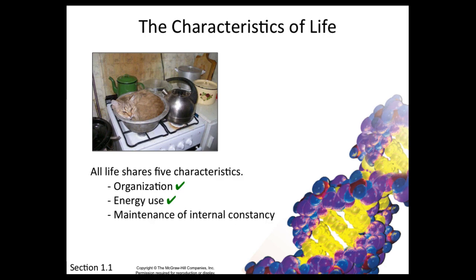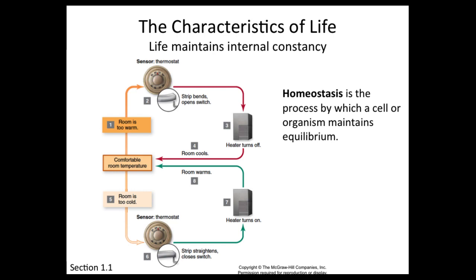Number 3 is maintenance of internal constancy. Life maintains internal constancy, and this is really defined by this term, homeostasis. Homeostasis is the process by which a cell or organism maintains equilibrium. A thermostat in your home is a great analogy for how life maintains this constancy.